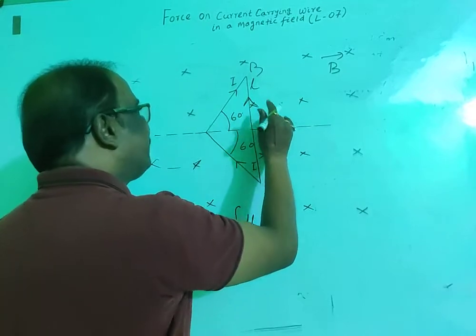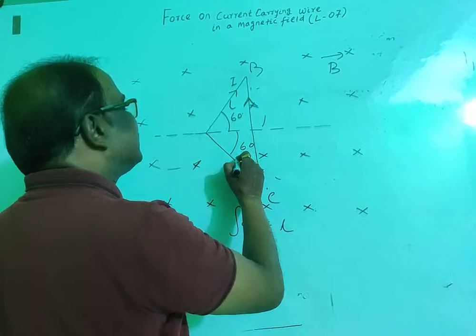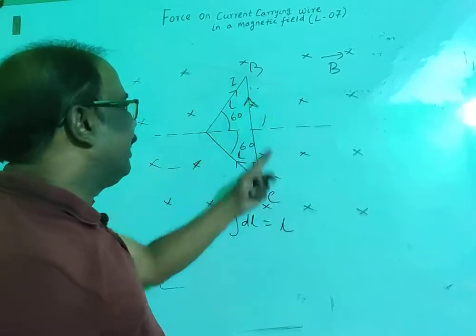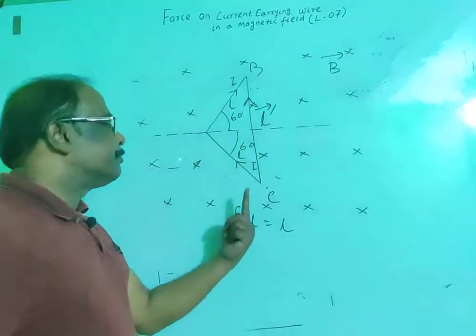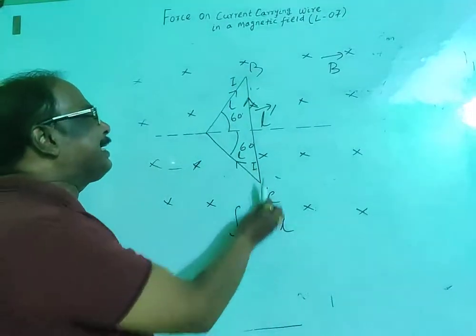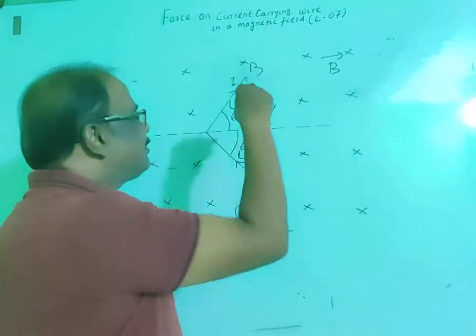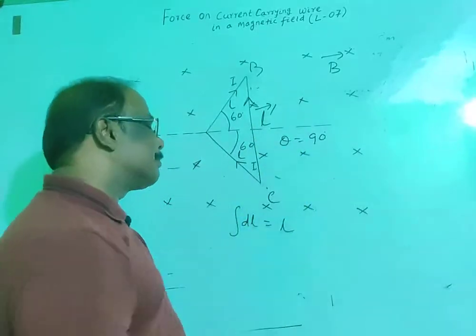This is the direction of length. Of course, this length is L, this length is L. Then we have to find this length. Let this be L dash. This is the integration of dl. This is the direction of L dash and this is the direction of the magnetic field, and here theta is 90 degrees.